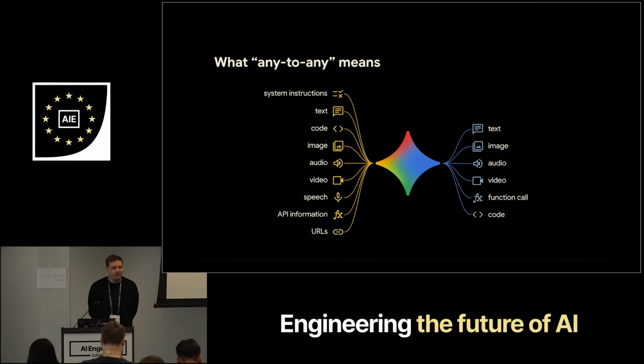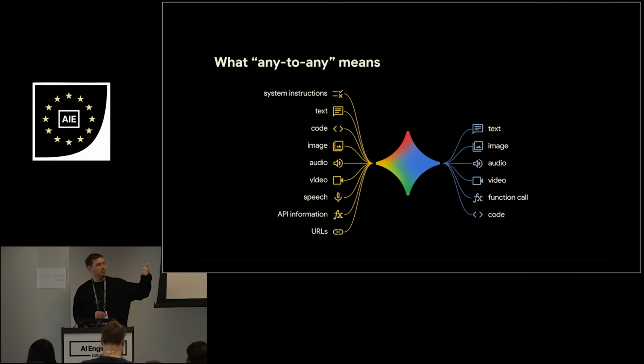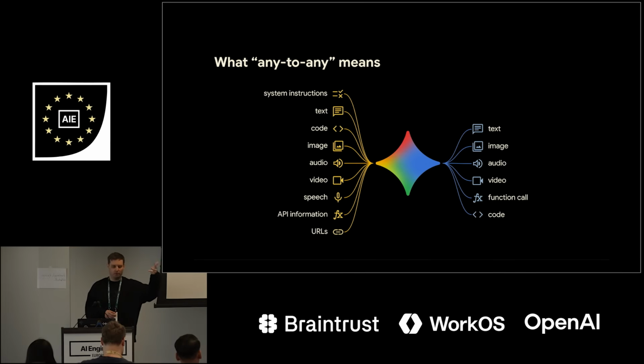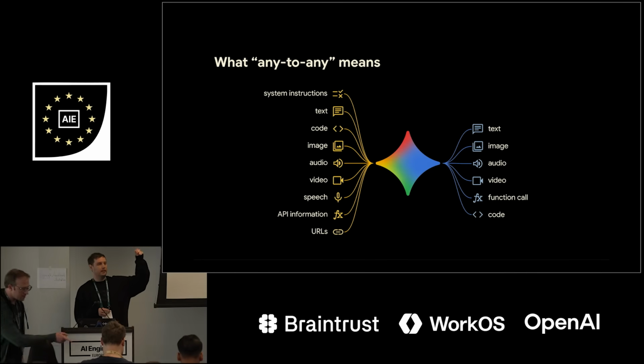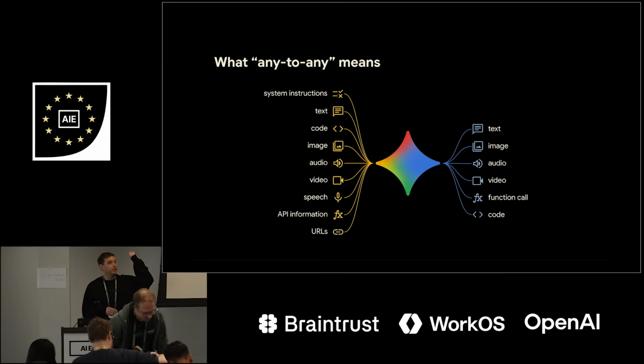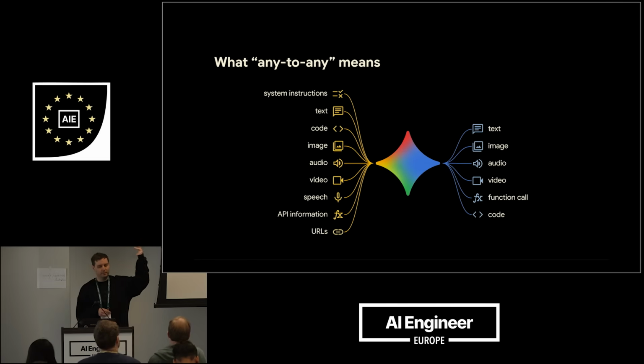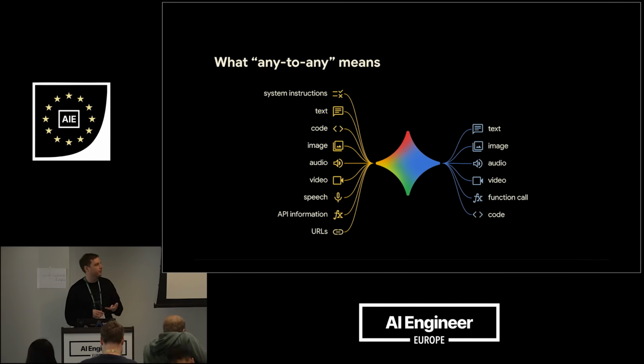So what does any-to-any mean? These are all the capabilities you can do with the Gemini API. So there's a lot of use cases this enables. Because Gemini does not only understand text, right? It's natively multimodal, so you can also feed in code, image, audio, video, and then some more like URLs and also Google search. And then it can not only generate text, but now we're also able to generate images, speech generations, video generations, function calls, and of course code generation. So yeah, this enables a lot of really, really cool stuff.